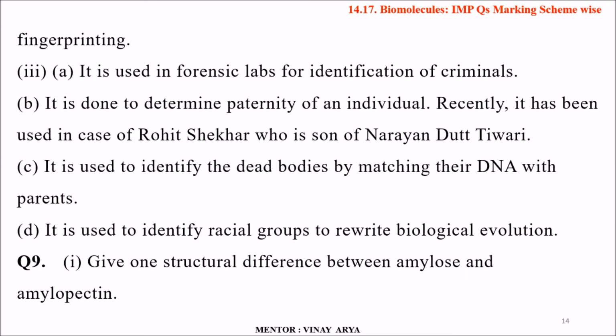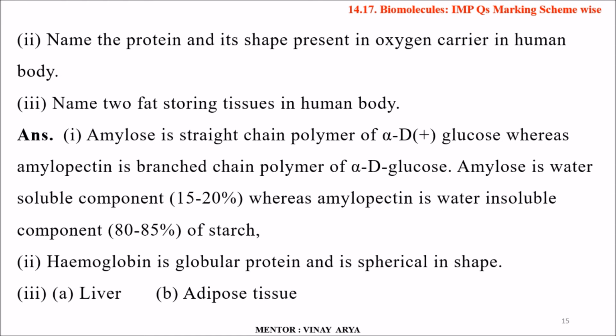Question number 9. First part, give one structural difference between amylose and amylopectin. Second, name the protein and its shape present in the oxygen carrier in the human body. Third, name two fat storing tissues in the human body.